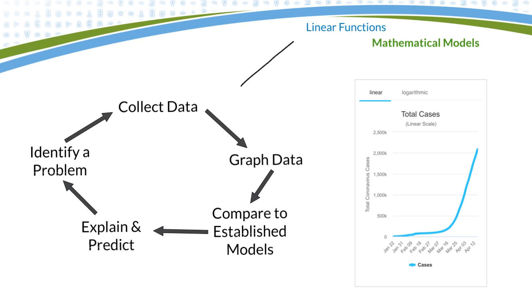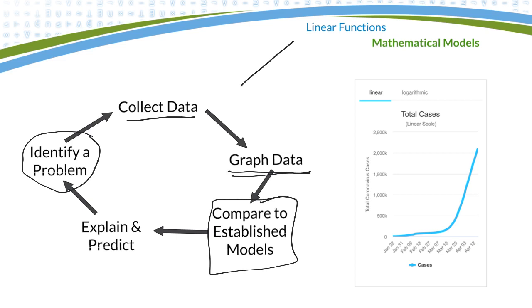So we identify an issue, some kind of thing that we want to look at. We collect data, we graph the data, and then based on that graph, we try and match some kind of an established model. We'll see some of those on the next page. And then the power of being able to pick a model is that then we can explain and predict something that's going to happen in the future.